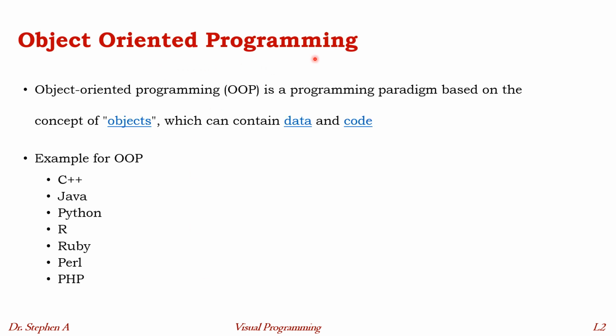Object-oriented programming. What is object-oriented programming? In programming, everything is based on objects. Object-oriented programming is a programming paradigm based on the concept of objects, which can contain data and code. Examples of object-oriented programming languages are C++, Java, Python, Ruby, Perl, and PHP.